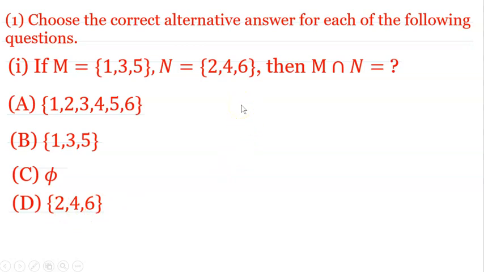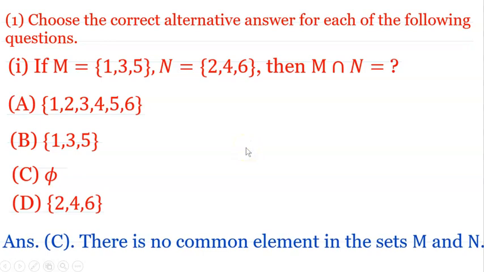Now, what elements are common between M and N? No element is common. Therefore, option C is correct. M intersection N is phi, or the empty set. There is no common element in the sets M and N, and hence option C is correct.